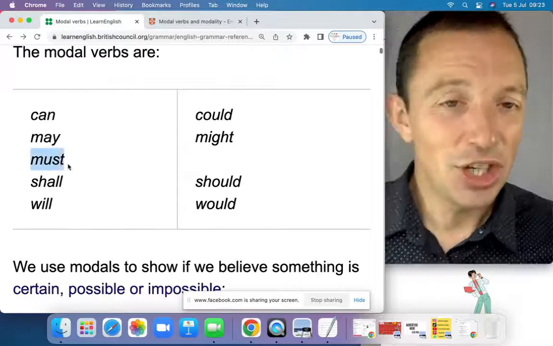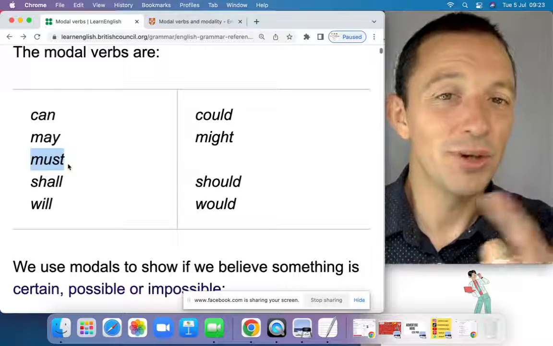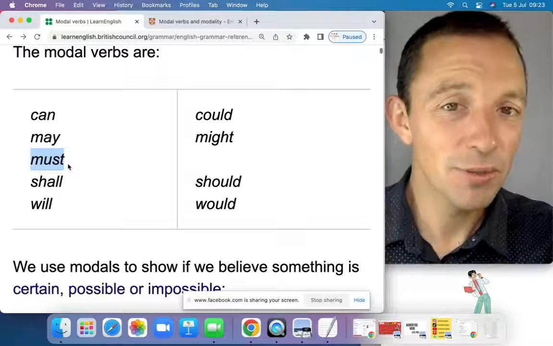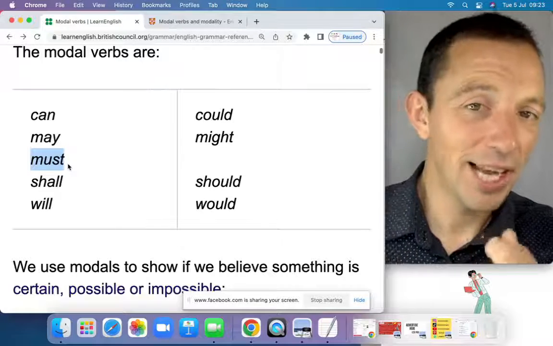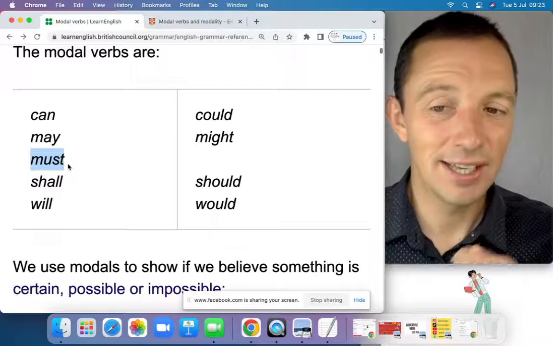Must is obligation and willingness and certainty. You must be happy. I am certain you must be happy. I must collect the children. Obligation, certainty, obligation, and willingness.